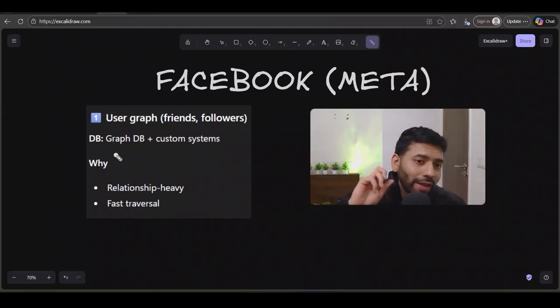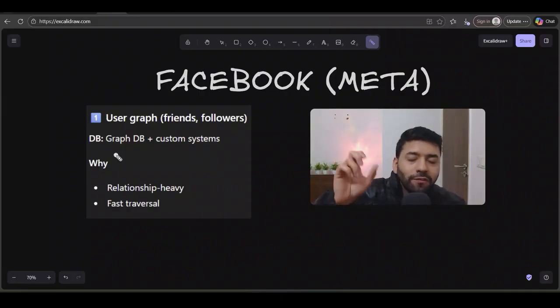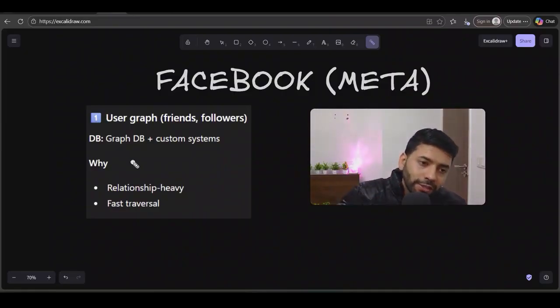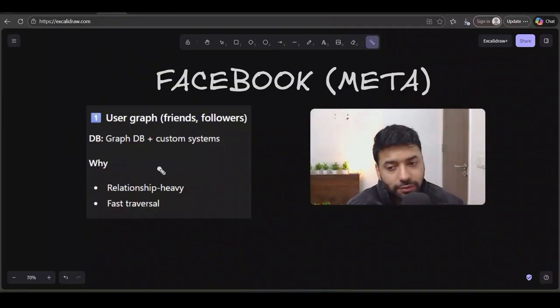Now you may also say SQL is also based on relationships, right? You have multiple tables and they are related to each other via foreign keys, correct? But if you have to calculate friends of friends of friends, it will require a lot of join operations in a SQL database. In a graph DB, it can be done directly and quite easily. So we would have fast traversal using a graph DB.